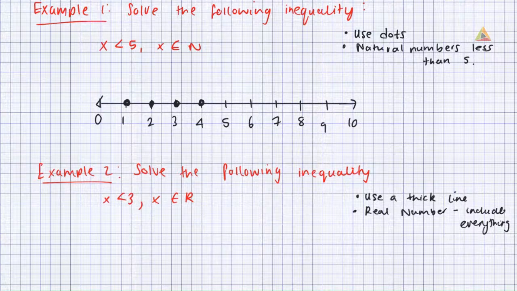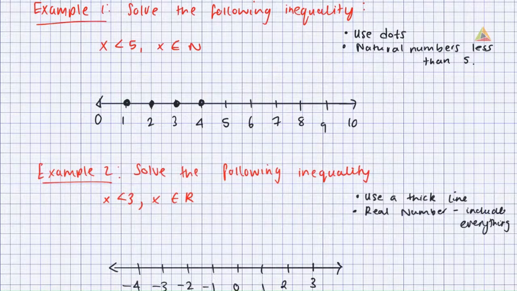Okay, so for this one, we'll draw a straight line. We're going to draw a straight line for our number line, and it's x is less than 3. So I'm going to put 3 here and I'm going to go back. So back is 2, 1, 0, minus 1, minus 2, minus 3, minus 4. Now it doesn't matter how far back or how far up you go, as long as you're representing the inequality correctly, it'll be fine. Now this is a little bit different.